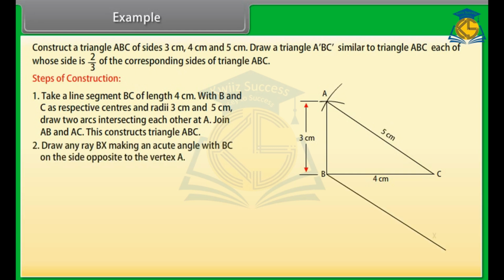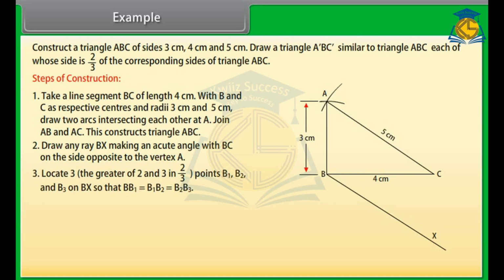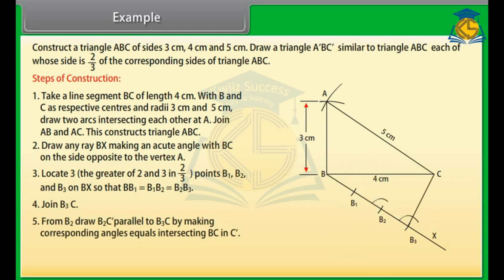Draw any ray BX making an acute angle with BC on the side opposite to the vertex A. Locate 3, the greater of 2 and 3 in 2/3, points B1, B2 and B3 on BX so that BB1 = B1B2 = B2B3. Join B3C. From B2, draw B2C' parallel to B3C by making corresponding angles equal, intersecting BC in C'.